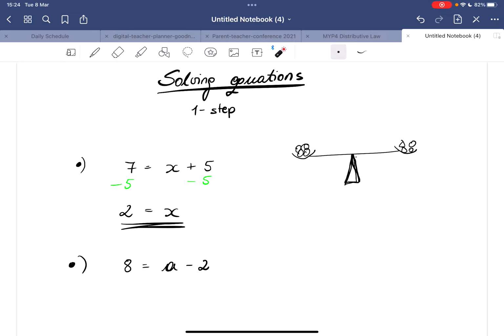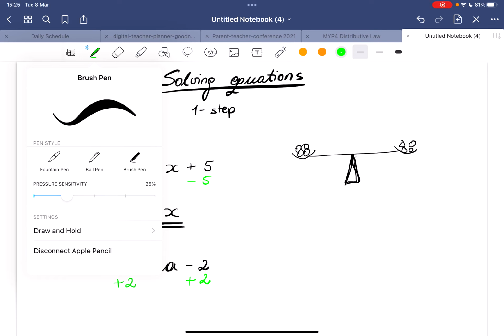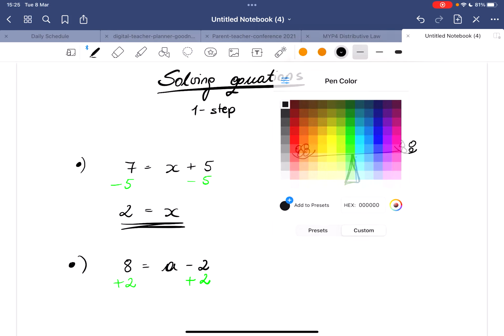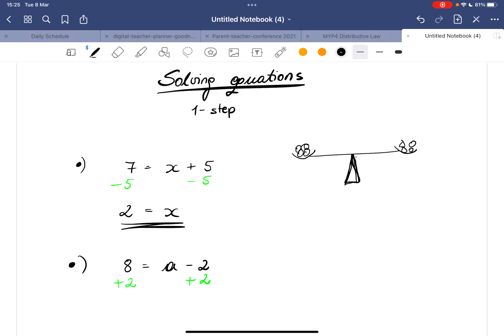Okay. I want to have the a on its own on the right-hand side. So I want to get rid of that negative 2. And that's where the term inverse operation or opposite comes into play. So to get this to 0, I want this gone, I need to add 2. That's what I'm going to write here. I need to add 2 to get a 0 term here. Now I can't do that just to one side. I also need to do it to the other side. So I get here plus 2 on this side as well.